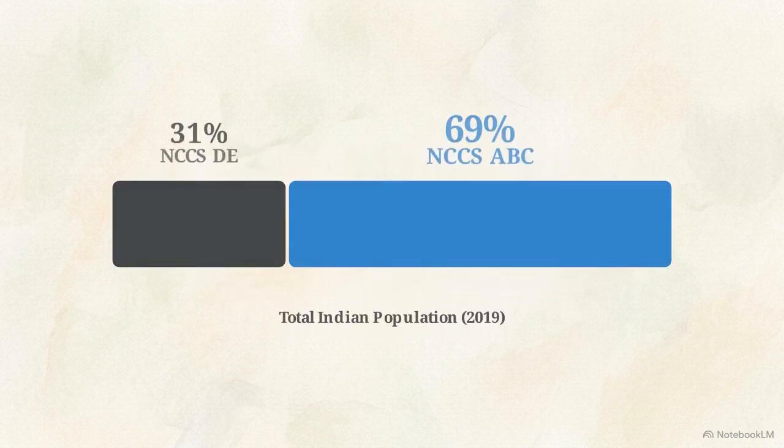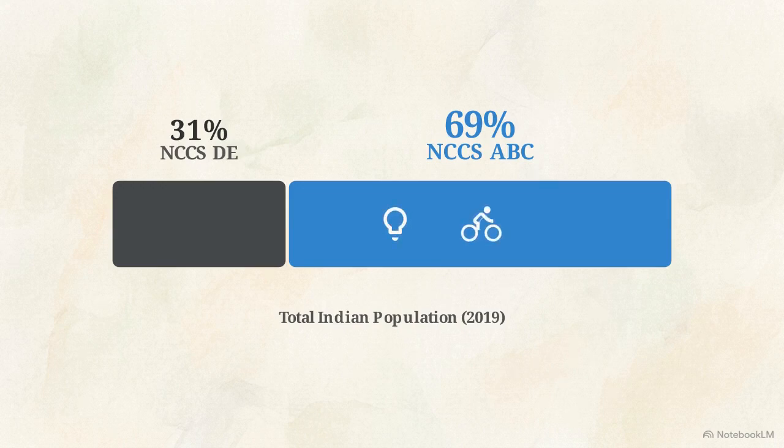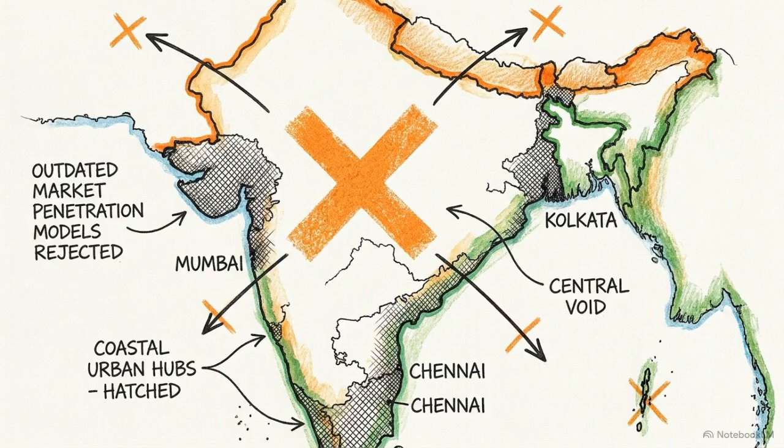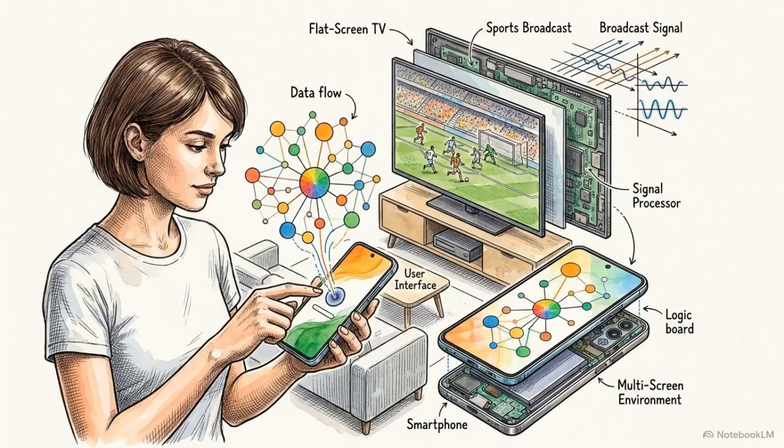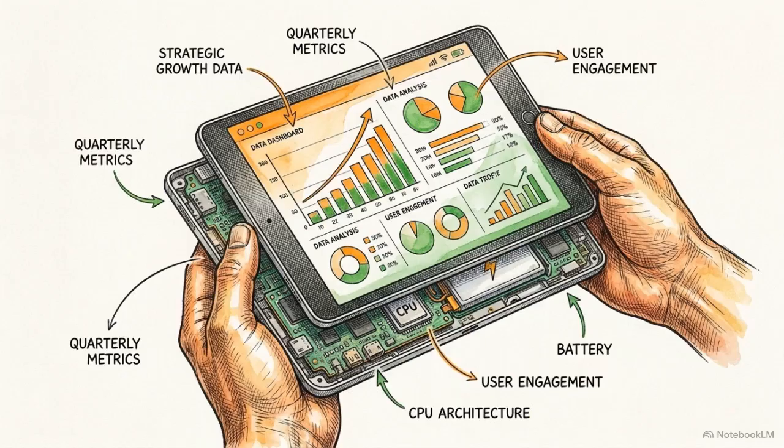That 69% block sitting in the ABC tier is the representative output of this model, a population of electrified, motorized, and digitally connected households. Market penetration models can no longer treat rural India as a dark, disconnected frontier. The baseline has shifted toward an informed, high-velocity, multi-screen environment. Strategies must now be built for that reality.